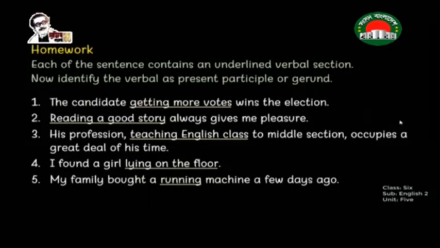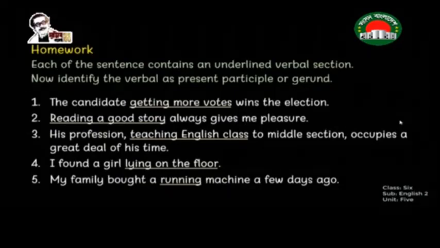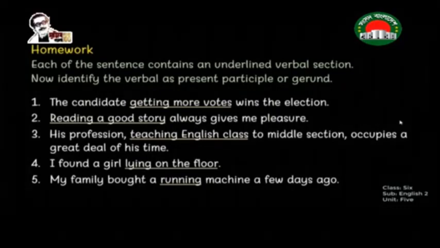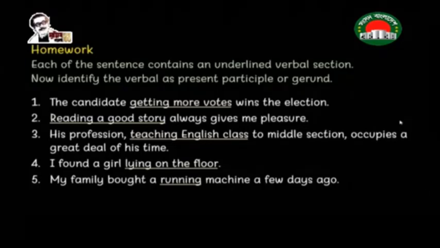So certainly you know what you need to do. Yes, you need to write the answers in a separate notebook, and you must submit them to your English teacher when your school opens. Remember, it's a part of continuous assessment.